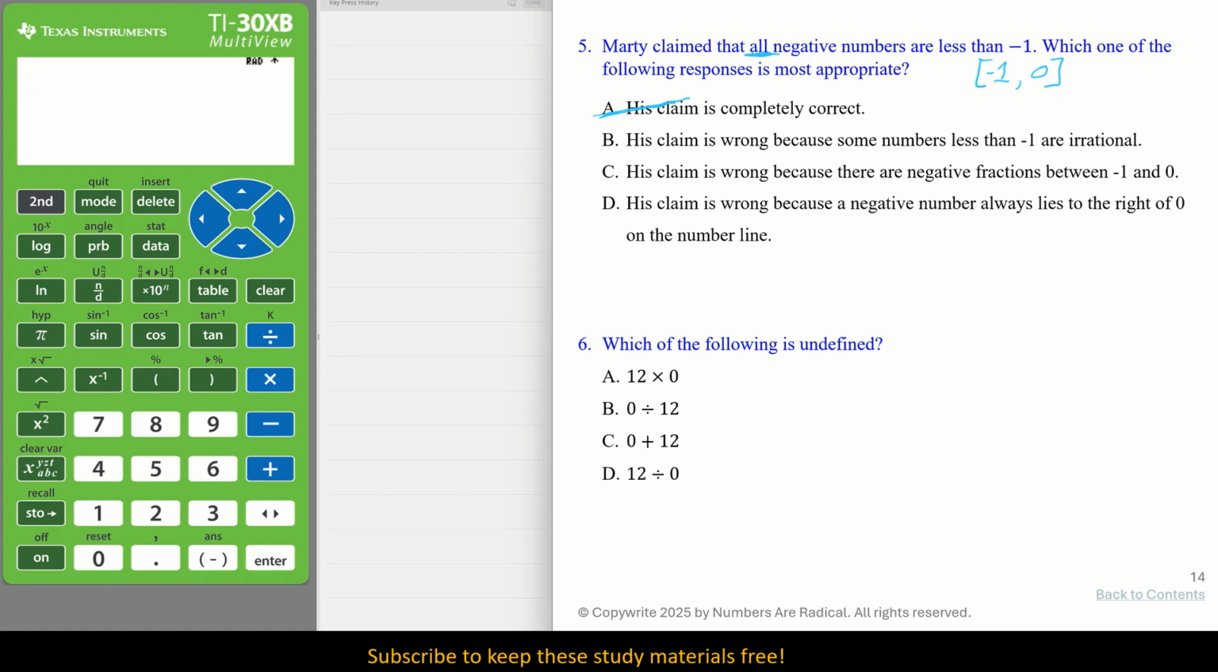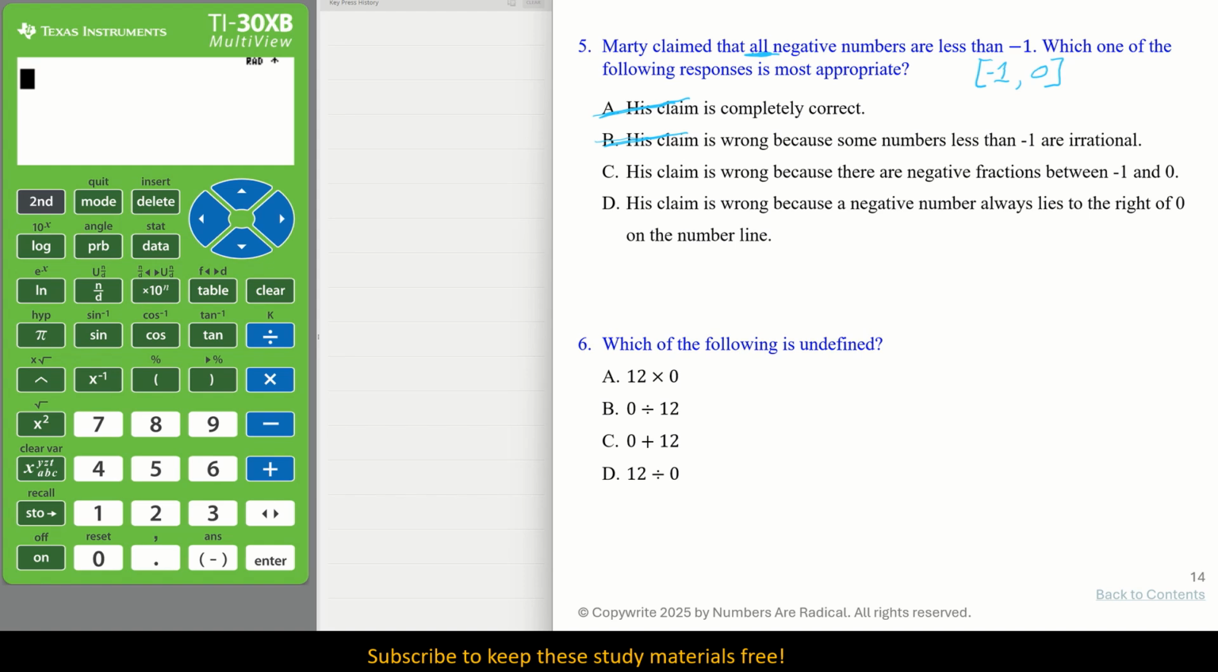Think about it. When you have 1 over 5, 3 over 5, and you keep changing the values, I mean, there's so many combinations. So he forgot a lot. Okay, B. His claim is wrong. I agree with that. Some numbers less than -1 are irrational. That's not what the question is asking or implying. It's really talking about the real number system versus the integers. So I would disagree with B.